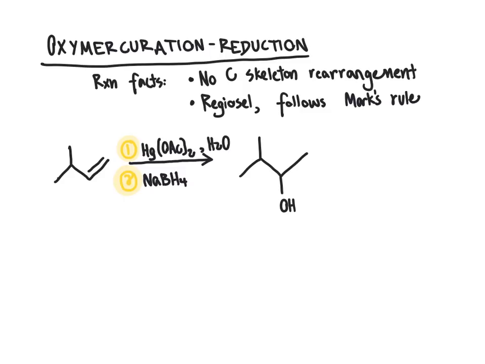So we're going to go through the oxymercuration mechanism here. The oxymercuration mechanism will dictate why it is the case that this reaction does not suffer from carbocation rearrangements. So this is going to be the most important part of the mechanism from the perspective of understanding why the reaction follows Markovnikov's rule and why there's no carbocation rearrangement.